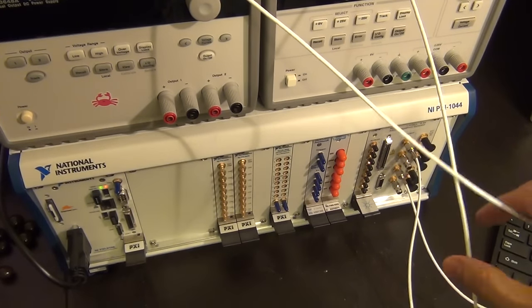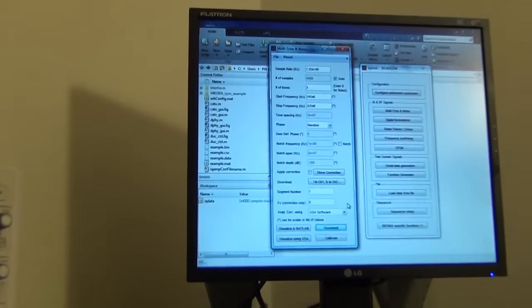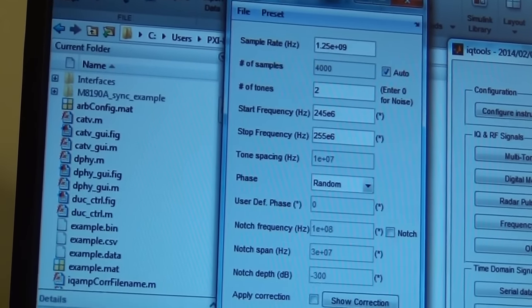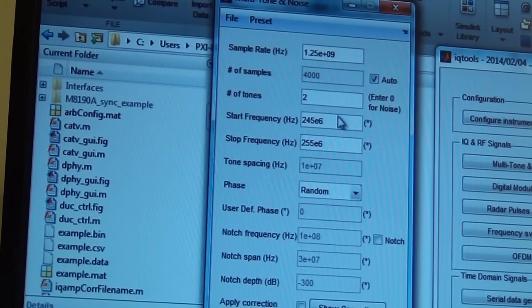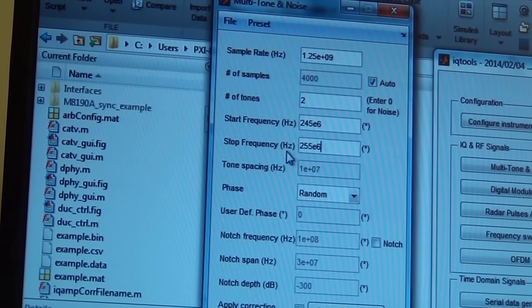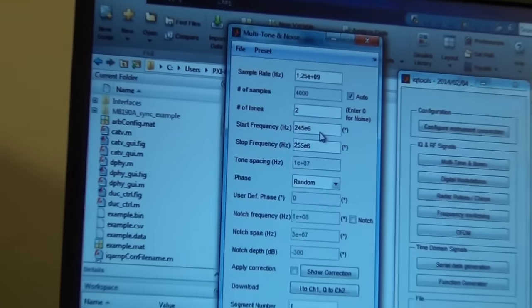Just to show you how it's working, I've connected the arbitrary waveform generator to my oscilloscope here, and just to show you what I'm generating here on the embedded controller software, you can see I'm creating two tones, one tone at 245 megahertz, another tone at 255 megahertz. Remember, the sampling rate is 1.25 gigahertz, so this is about 1/5 of the sampling rate, so there are five samples per period of each of those waveforms, and I'm capturing that with the oscilloscope.